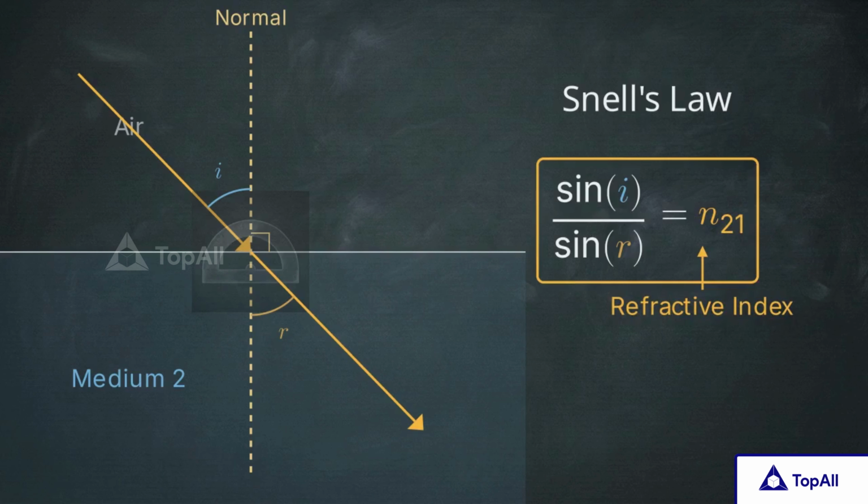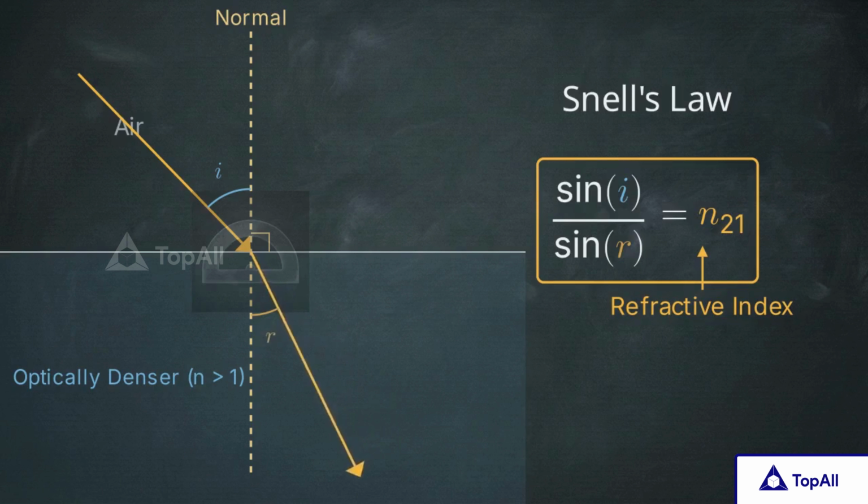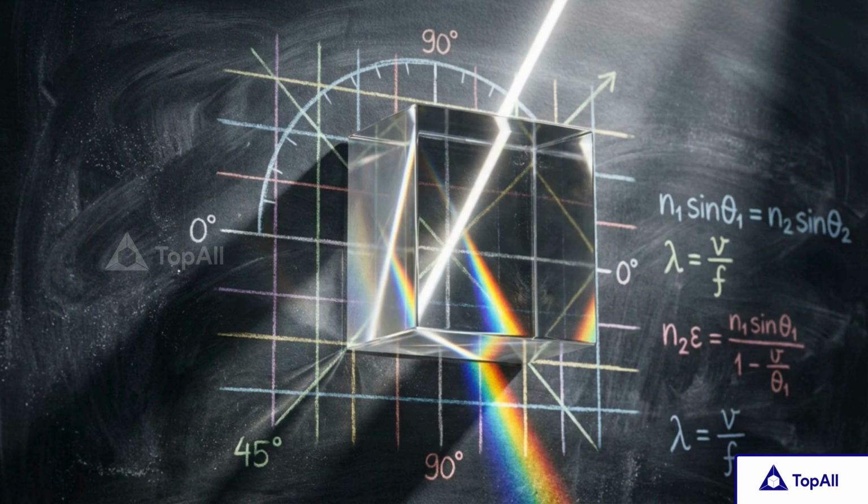If the second material's refractive index is greater than 1, it's optically denser. Here, light is forced to bend inward, pulling closer to the normal. The boundary between two materials acts as a strict mathematical filter that dictates exactly where light is allowed to travel.